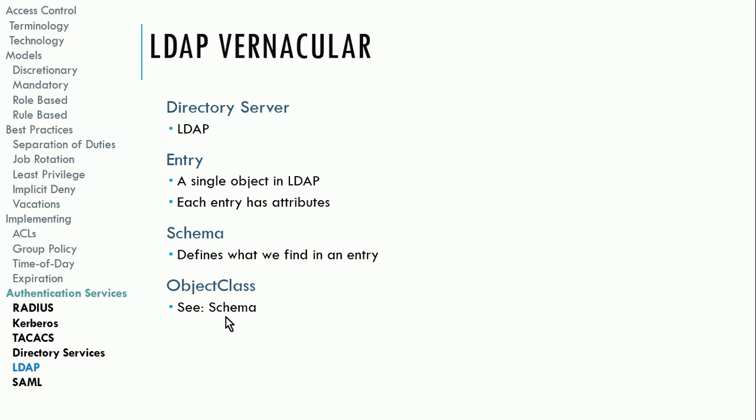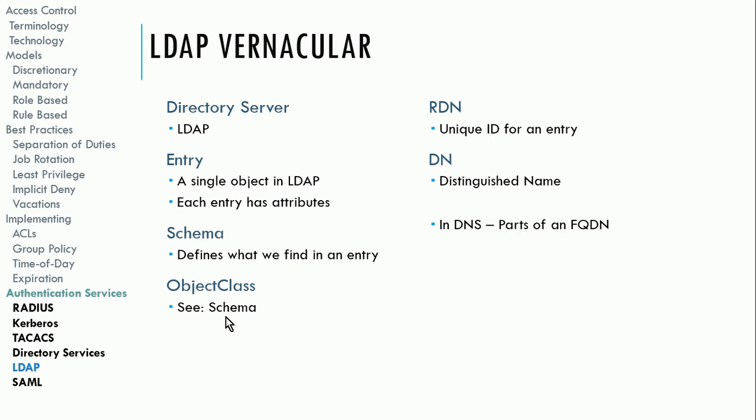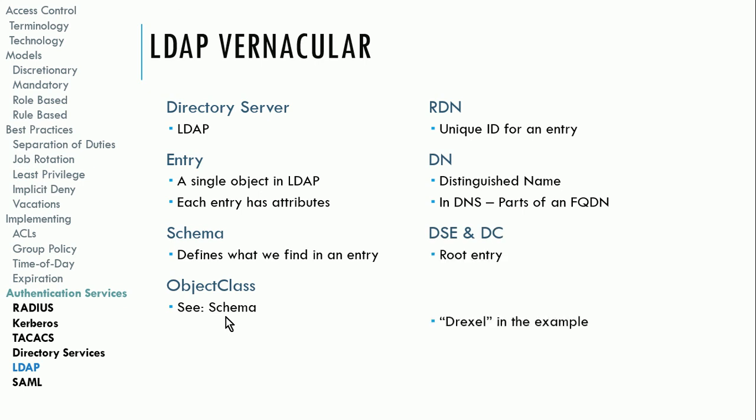If you implement LDAP, which I'm going to ask you to do in the lab, it's kind of a challenging lab, but you'll see as you go through the instructions that there are standard schemas or object classes that you can create for things like user accounts. An RDN is the unique ID for an entry, and the DN, or the distinguished name, is how you reference that. For example, in DNS, the parts of an FQDN could be a distinguished name, and they have a similar syntax. A DC is the root entry. For example, Drexel was the DC in my example that I showed you. So DC equals Drexel, DC equals EDU, would be the parts for the FQDN for drexel.edu.